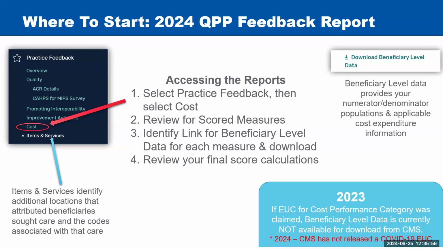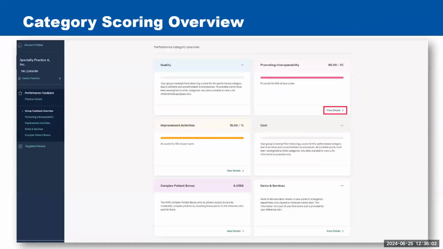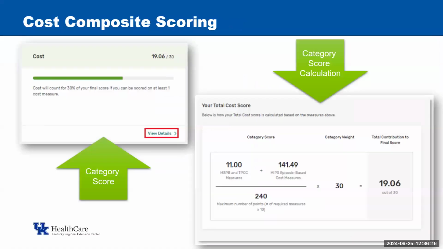So we're going to talk about accessing these reports. As I said earlier, you click on that left blue banner, it'll give you the category itself. It'll open just like we've seen in the past, and we'll have the option to click on view details. In this case, it would be here under the cost category. And we're going to see several things on that screen when that opens. So generally, cost is going to count for 30% of your final score unless it gets reweighted.